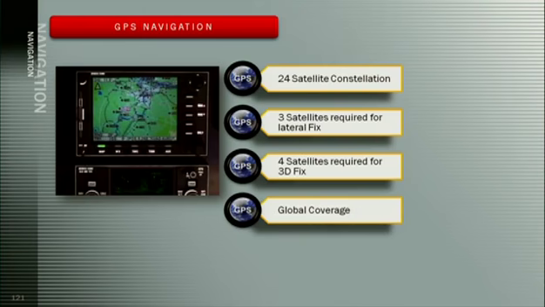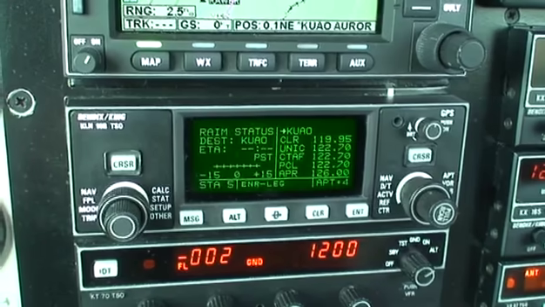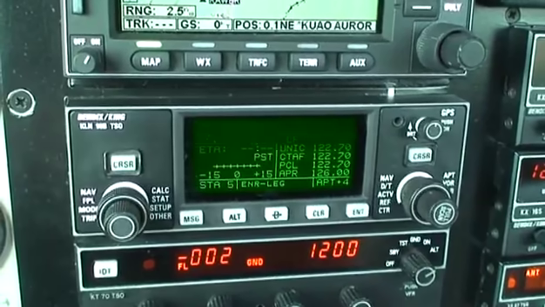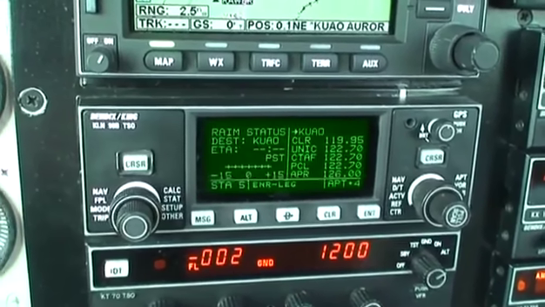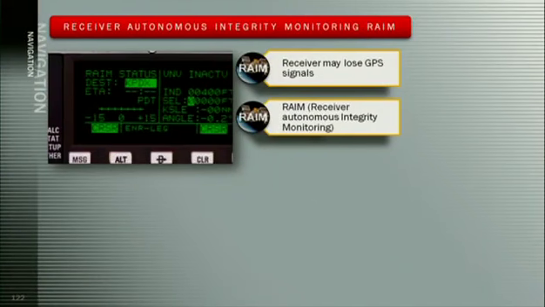Since the GPS system is not immune from system outages, and to ensure acceptable signals, GPS systems use RAIM, R-A-I-M, or Receiver Autonomous Integrity Monitoring, to verify GPS signal strength for navigation. If the RAIM test finds the satellite signal is unacceptable, a RAIM warning appears on the annunciator telling the pilot to use another form of navigation.